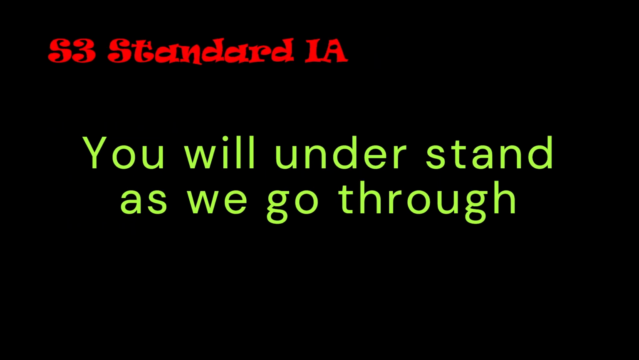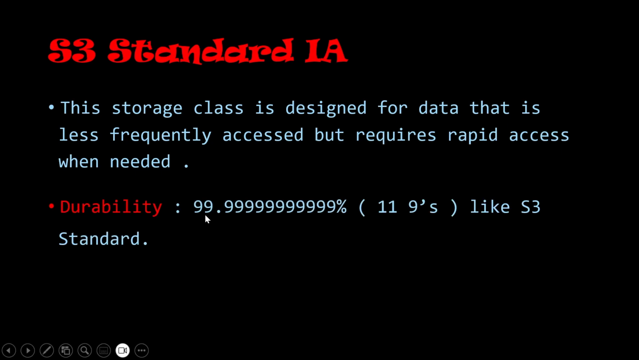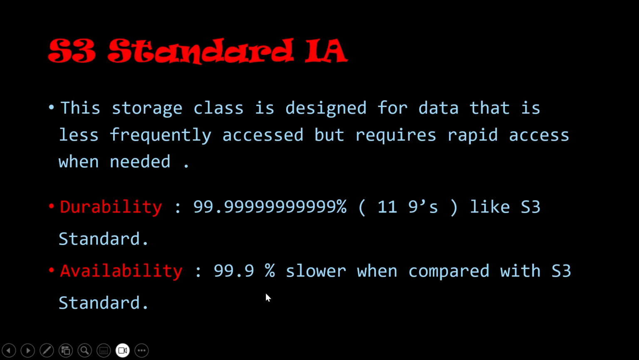Next is S3 Standard Infrequent Access. This storage class is designed for data that is less frequently accessed but requires rapid access when needed. Durability is the same, 99.999999999%, 11 nines. Availability is 99.9%, slower when compared to S3 Standard. Here also data is stored in multiple availability zones. Here also retrieval time is within milliseconds.